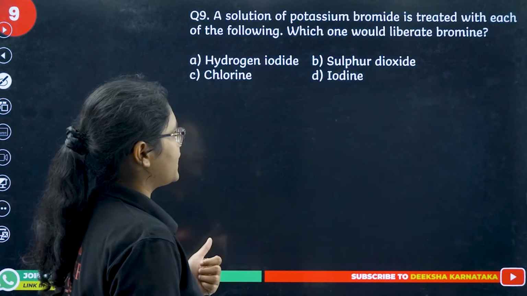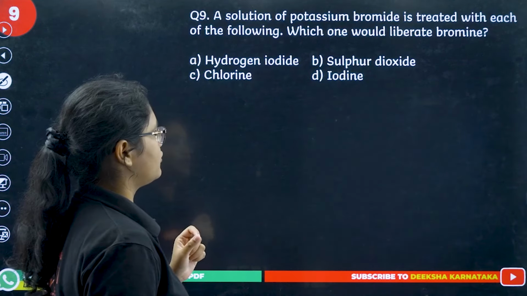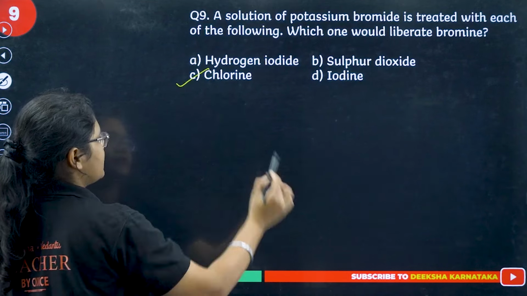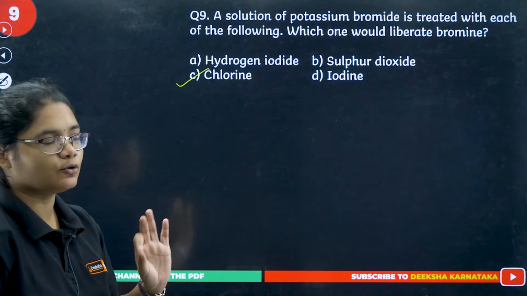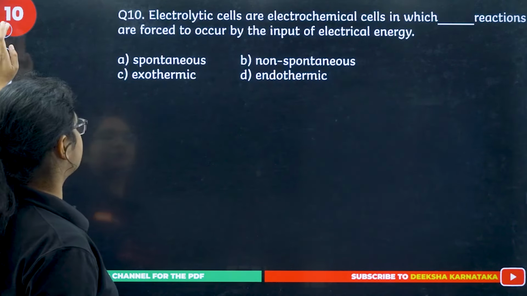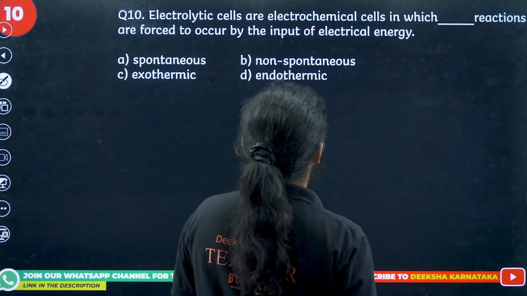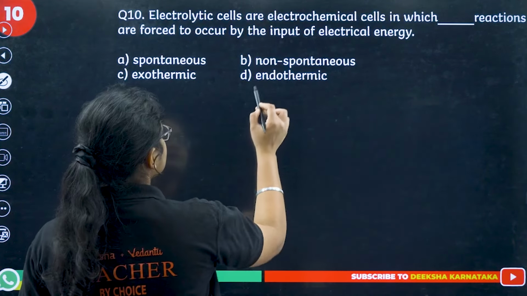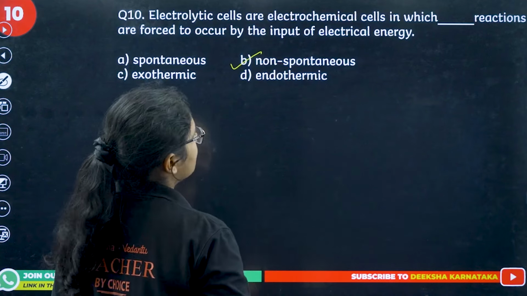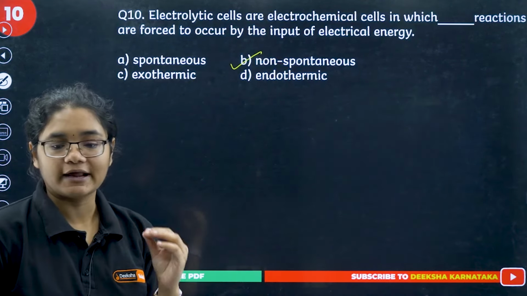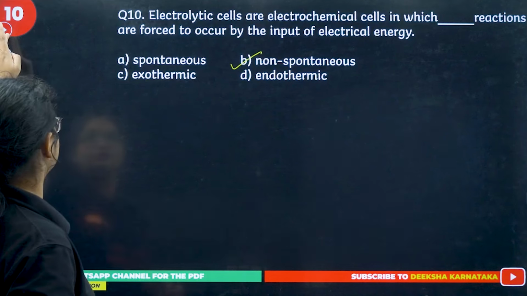Next, a solution of potassium bromide is treated with each of the following, which would liberate bromine. So you know that chlorine is more reactive than bromine, so chlorine can displace bromine from KBr, so it is option number C. Next, electrolytic cells are electrochemical cells in which non-spontaneous reactions are forced to occur by the input of electrical energy.